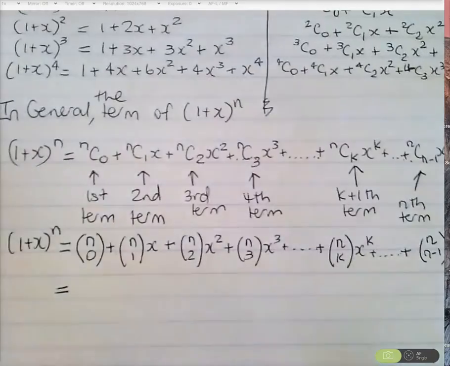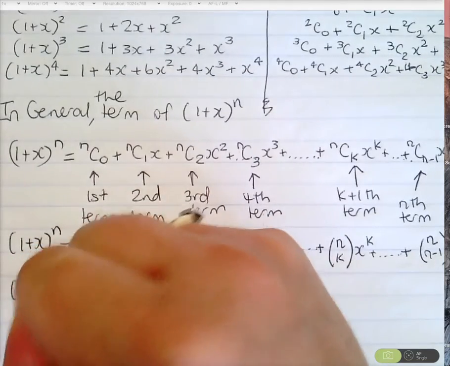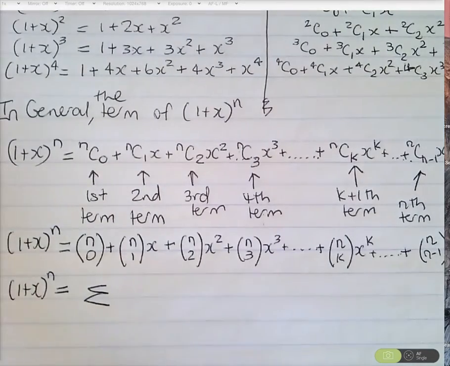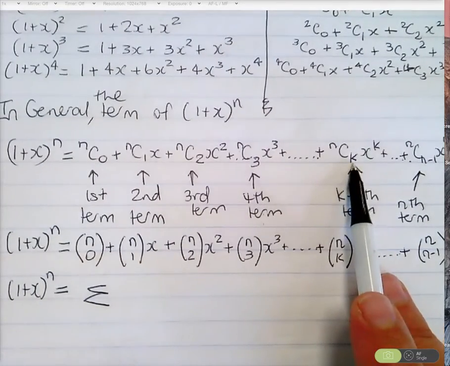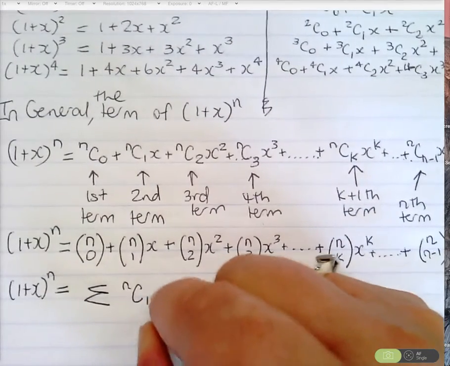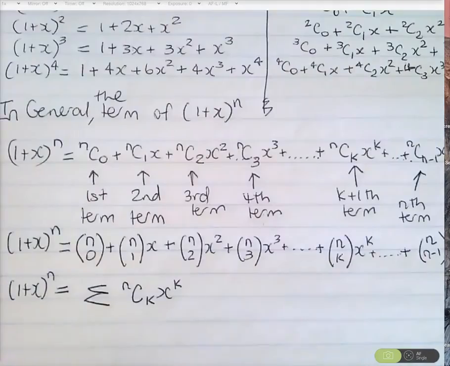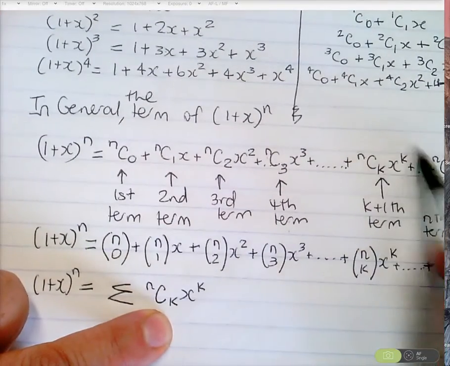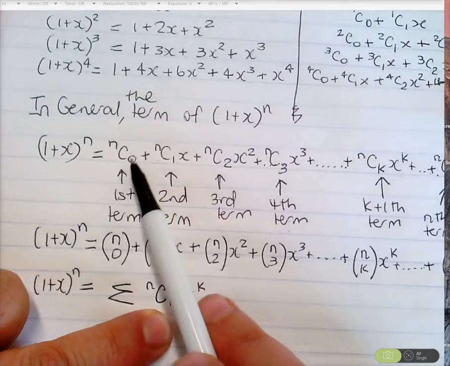So now, we can write it also as (1 + x)^n is the sum. Now, you write what the general term looks like. The general term is nCk x^k. But what does the k value, if that's your general term, what does your k start from?